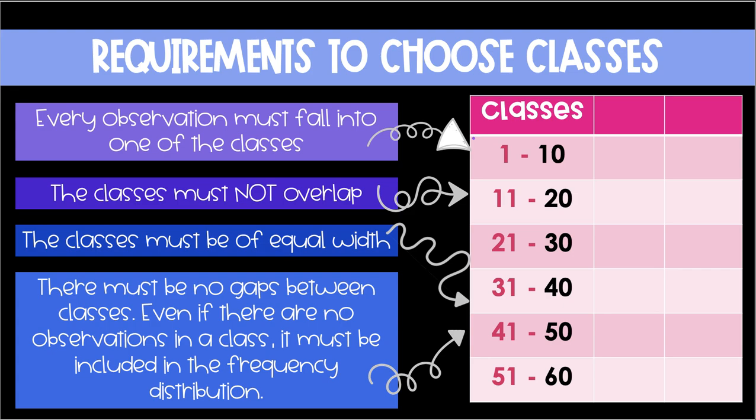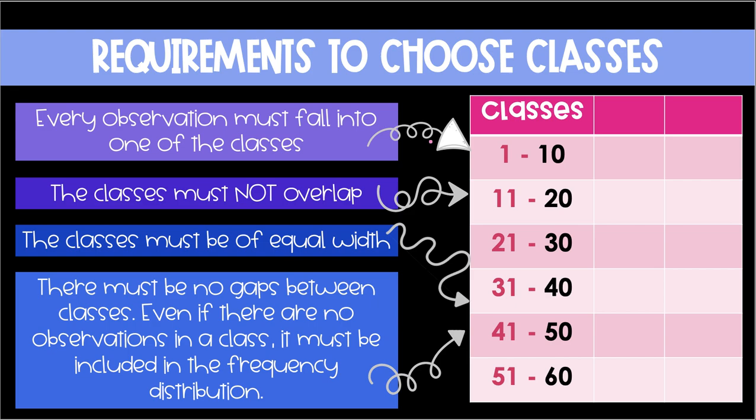The classes must be of equal width. This is to keep the data consistent. If the width of this class is 10, from this lower limit to this one, it always has to be 10. You cannot have a class of width 5 and then one that is width 10.